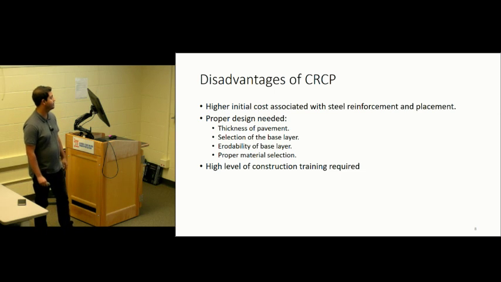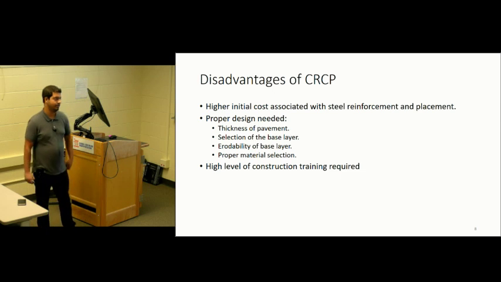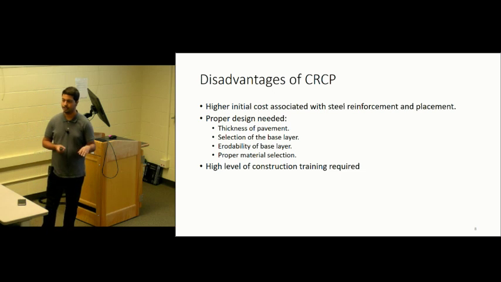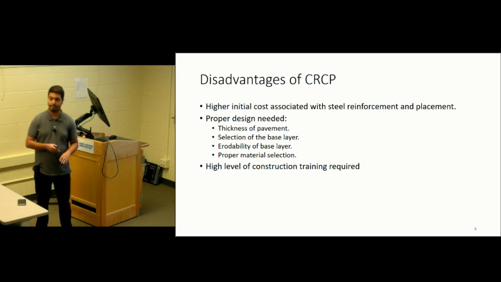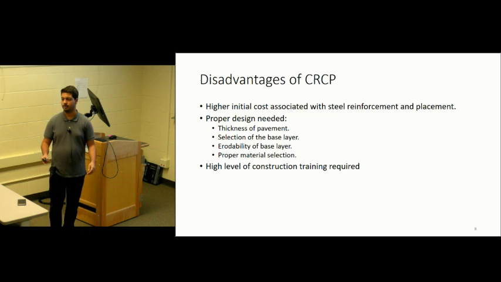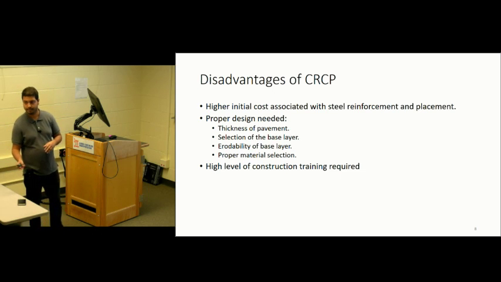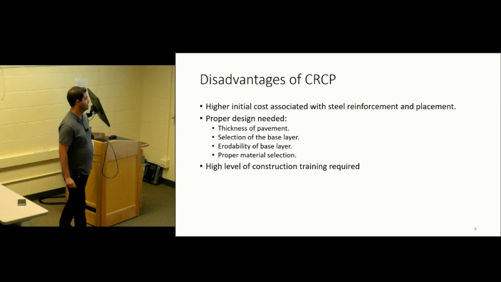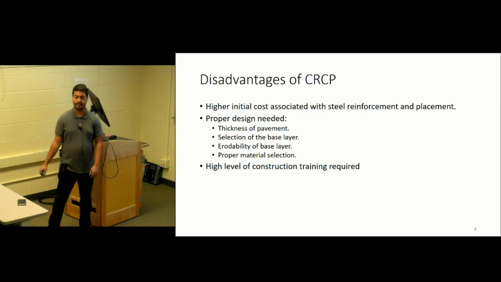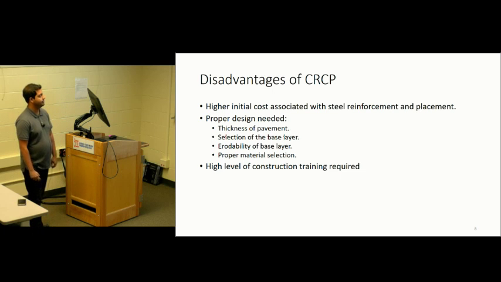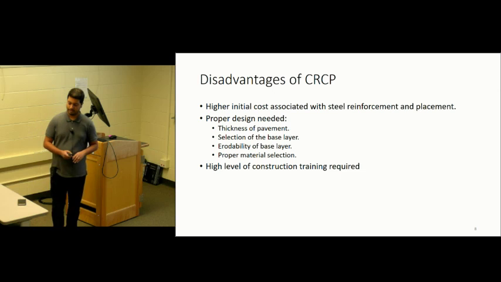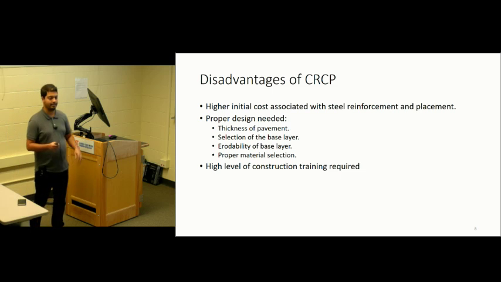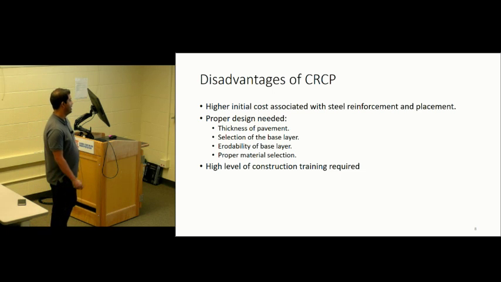So it's very expensive. And another thing is that design is very critical. We need to provide proper thickness and select the base layer, whether we want to use a cement-treated base, or microsurfacing over cement-treated base, or an asphalt and cement-treated base composite, like 2-inch WMA over 4-inch CTB. The selection of the base layer affects the performance of CRCP. Another thing is erodibility of the base layer. We want a layer that doesn't erode easily so that there is no stress concentration and it performs well.